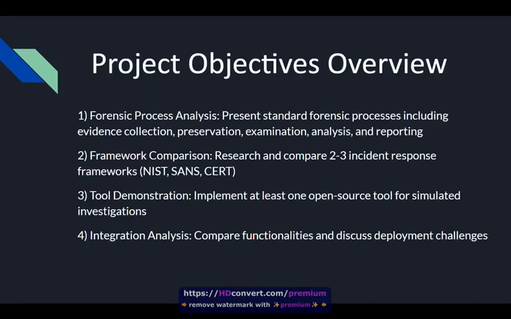We are addressing four key objectives that we believe are essential for understanding and implementing effective DFIR capabilities. Firstly, we will present standard forensics processes and methodologies that form the foundation of any digital investigation. Second, we will compare established incident response frameworks to understand different approaches to handling security incidents. Thirdly, we will demonstrate practical tools through live examples, showing you how these tools work in real scenarios. Finally, we will analyze integration challenges and propose solutions for deploying these tools effectively in organizational environments.